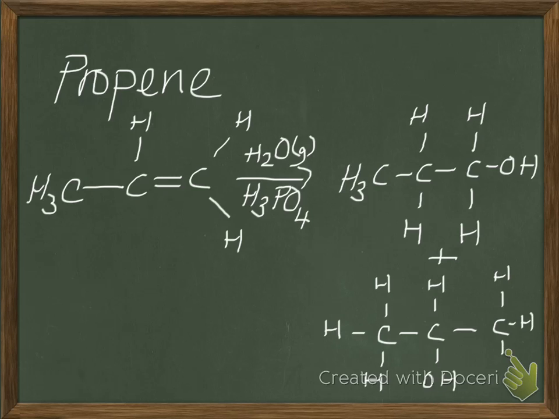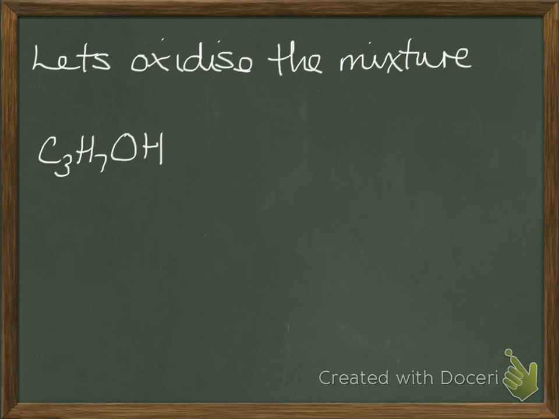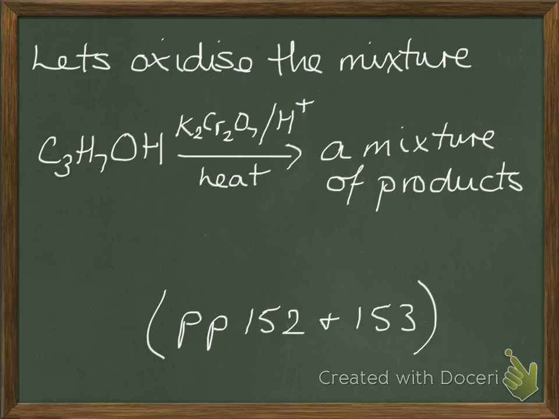So at this point we've got a mixture, and we're going to take this mixture together and oxidize it. Now, if you look at pages 152 and 153, you'll see the details of this one. But essentially, we're going to have a mixture of products. And this is where IR and mass spectroscopy will help us later on.